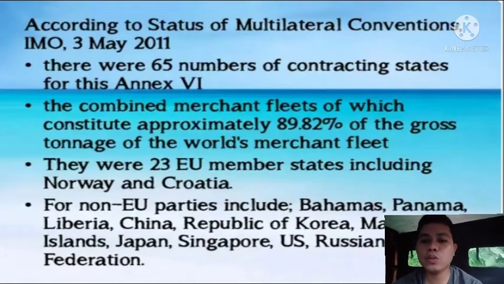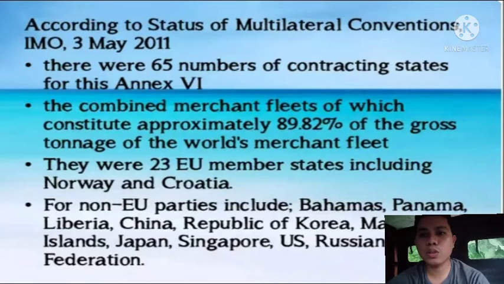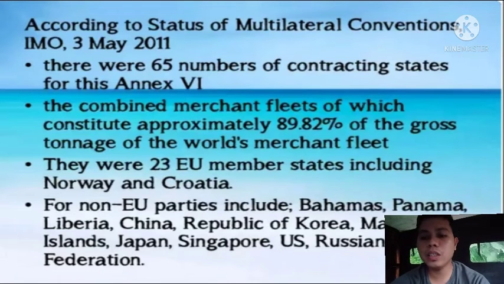So, according to the status of multilateral conventions of the International Maritime Organization on 3rd of May 2011, there were 65 contracting states for this Annex 6, which is the prevention of air pollution from ships. Combined, their merchant fleets constitute approximately 89.82% of the gross tonnage of the world's merchant fleet.